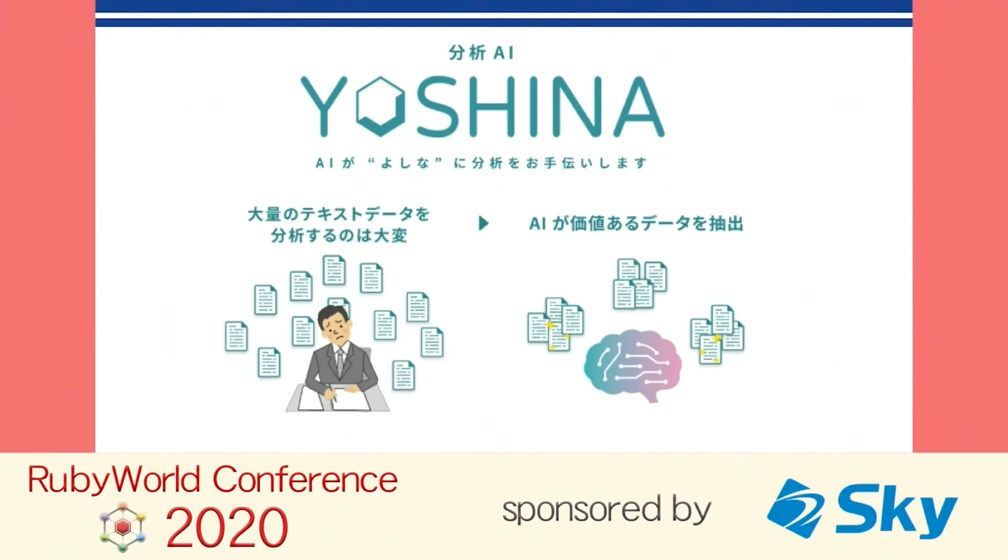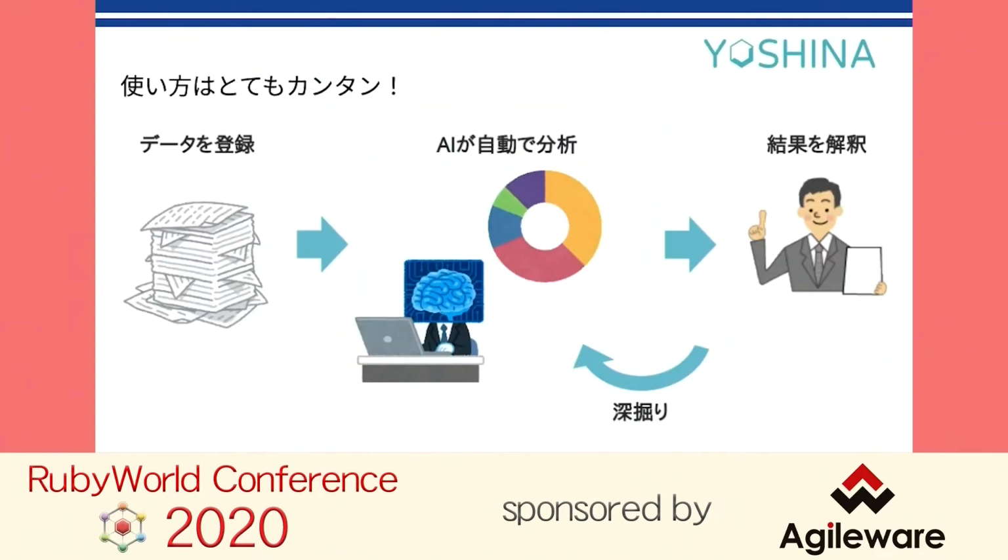Now, I would like to explain Yoshina. Yoshina is an analysis AI: you take valuable data from abundant data, and this is done by AI. For instance, users present a lot of voices and opinions, and products and services can be improved and done in a different manner. This is a feature of Yoshina, very easy to use.